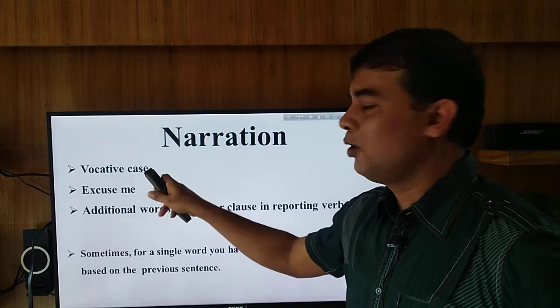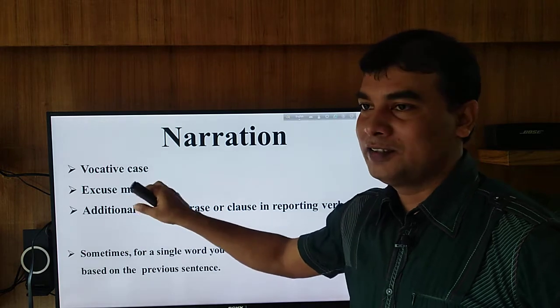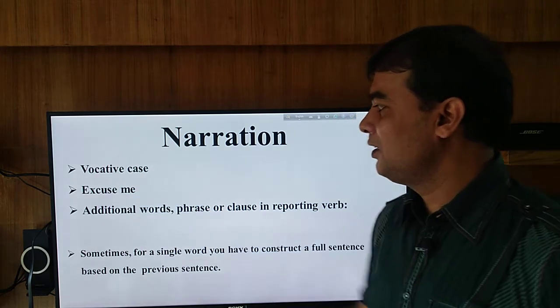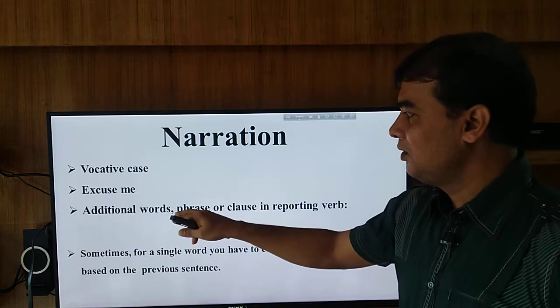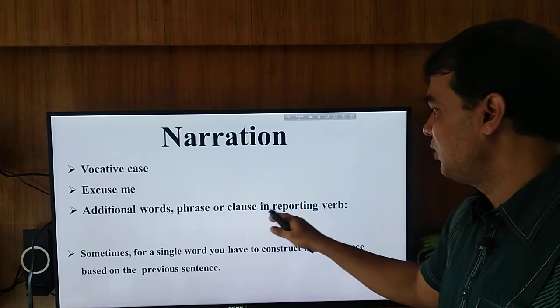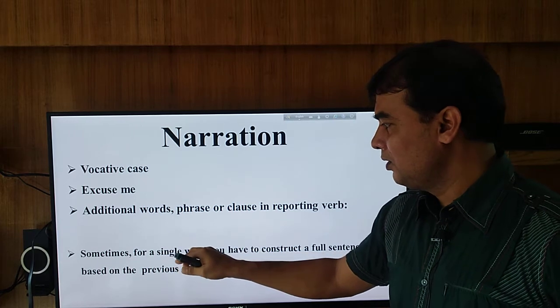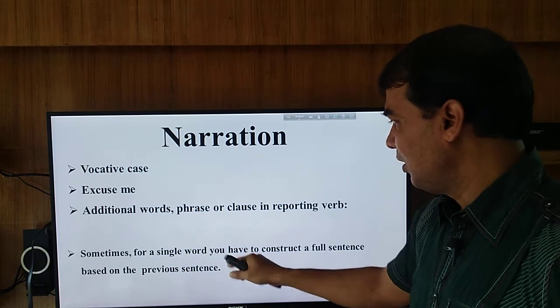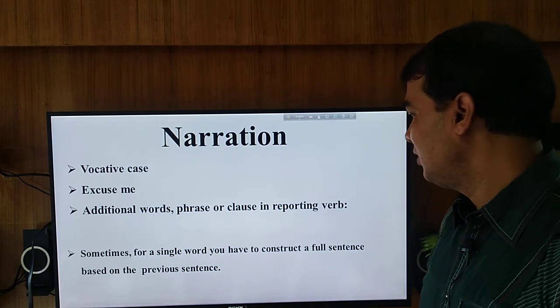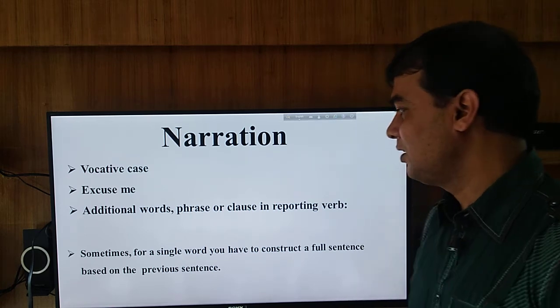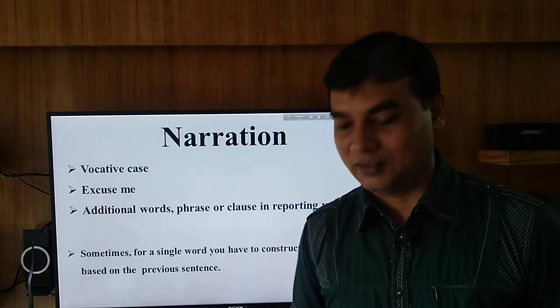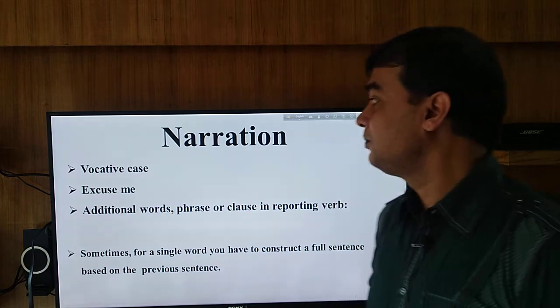First one, vocative case, and then the words excuse me, and then I shall talk about additional words, phrase or clause in reporting verb, and finally I shall talk about a single word. I mean, sometimes for a single word you have to construct a full sentence based on the previous sentence. Okay, let's see.